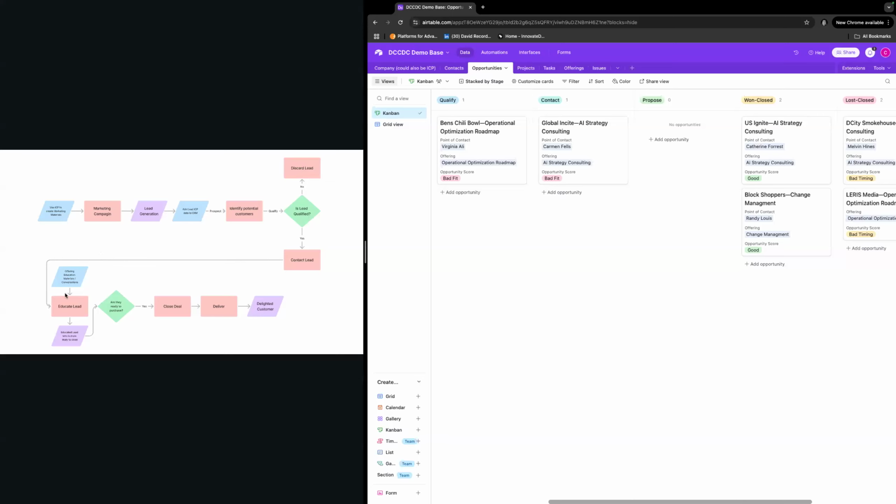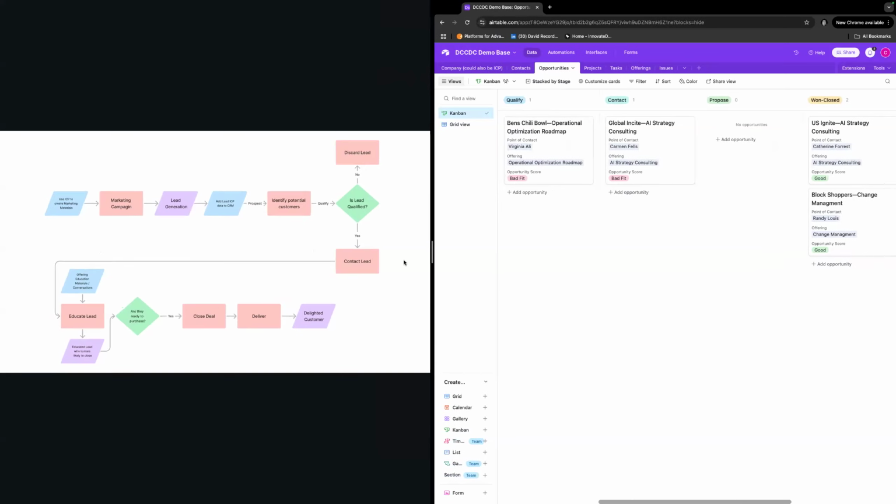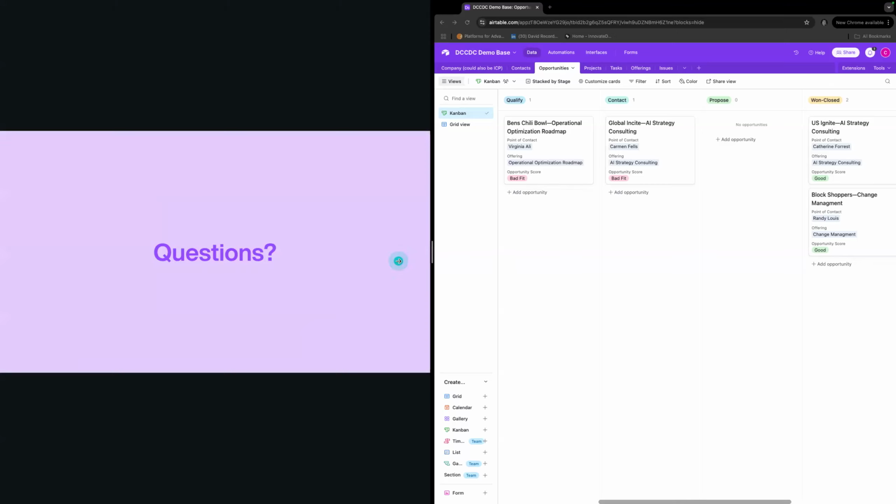Contact that lead. We want to talk to them. We want to begin the process of actually selling to them. And so for educating the lead, maybe the input is offering education materials and having conversations with them, and what that outputs is an educated lead who is more likely to close, more likely to become a customer. And then, are they ready to purchase? If they're ready to purchase, close the deal, deliver, and the outcome is ultimately a delighted customer. Questions?